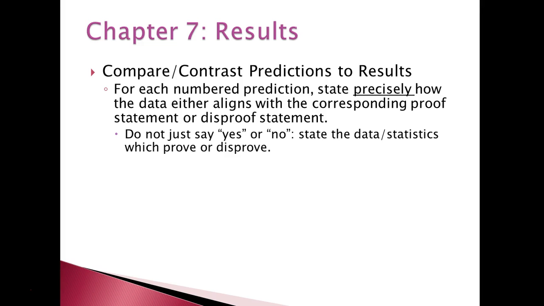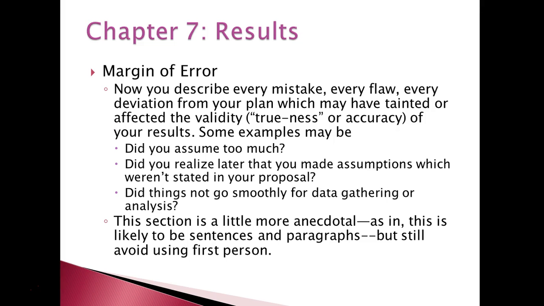The section labeled Compare Contrast Predictions to Results. For each numbered prediction, state precisely how the data either aligns with the corresponding proof statement or disproof statement. That's why we had to be so precise with chapter 5, so you don't just say yes or no. State the data and/or statistics which prove or disprove that particular prediction. You can't round up, you can't average. State the actual numbers that back it up.